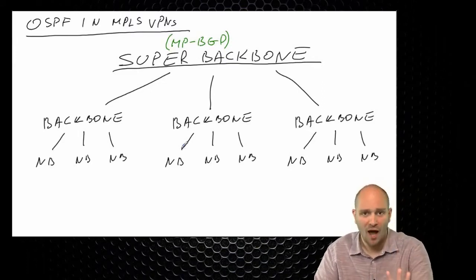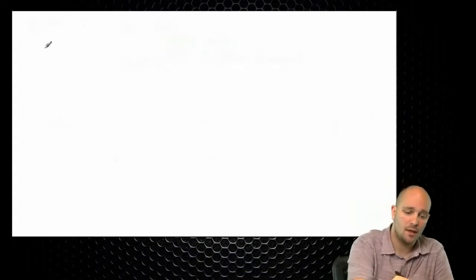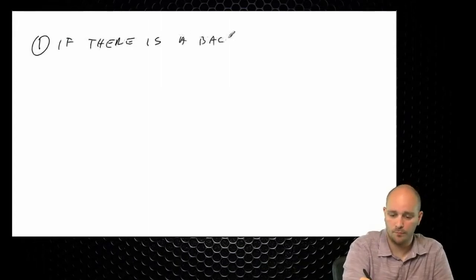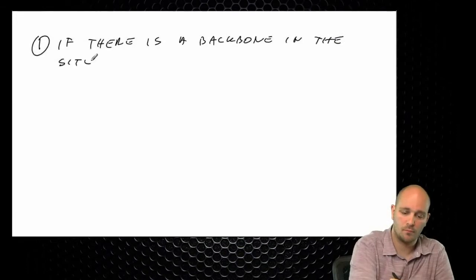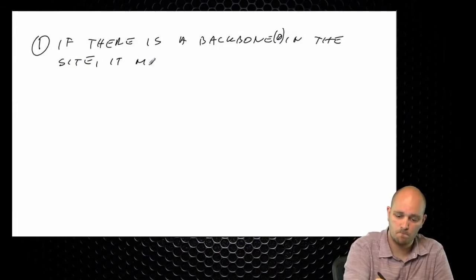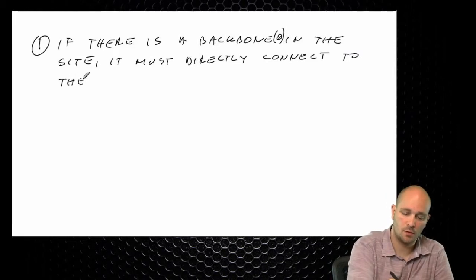Now, the rules of hierarchy for OSPF in MPLS VPN are: if there is a backbone in the site, so backbone here, I mean area 0, it must directly connect to the super backbone.